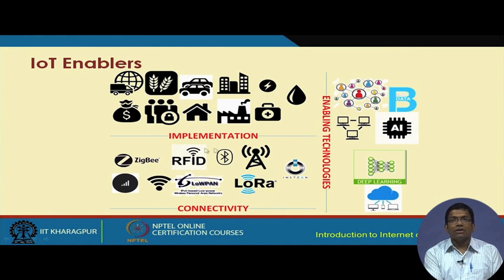So, different connectivity offering technologies are required, and in terms of implementation, as I was telling you, factories, homes, banks and transportation sector, agriculture, healthcare, and so on and so forth. All of these different technologies are required, and the other enabling technology is things like big data, deep learning, artificial intelligence, sensor network, regular network, the regular wireless and wired network. So, all of these are different enablers for building IoT.